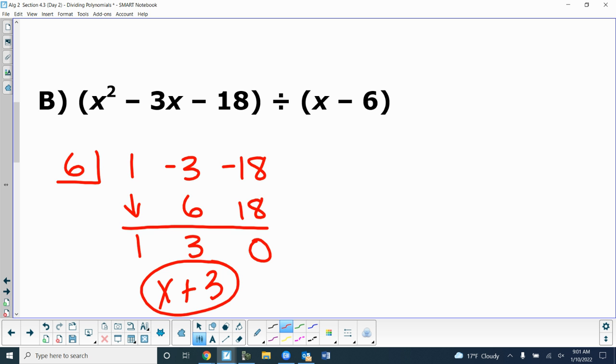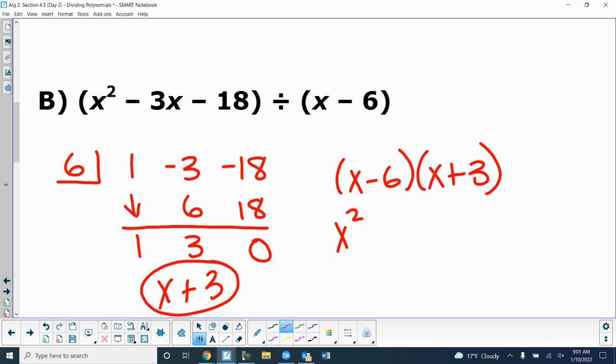So, is that true? Is x minus 6 times x plus 3 equal that? If I FOIL it, will I get that? Yeah, it would, wouldn't it? We could always check if you wanted. You don't have to check, though. First, outside, inside, last.